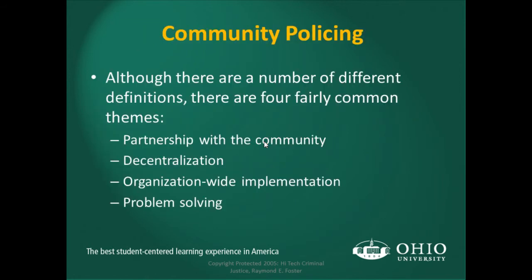The next section here, we talk about community policing. Although there are a number of different definitions, there are typically 4 categories or themes that are common to most definitions of community policing. One is a partnership with the community. Two, decisions are decentralized, so not all decisions are made at the upper level. There is some decision-making power that's pushed out through the ranks.